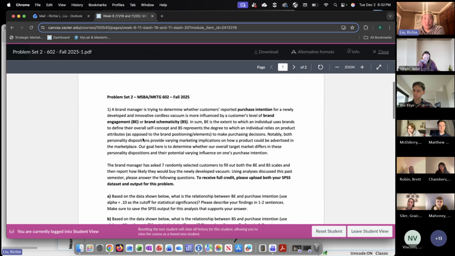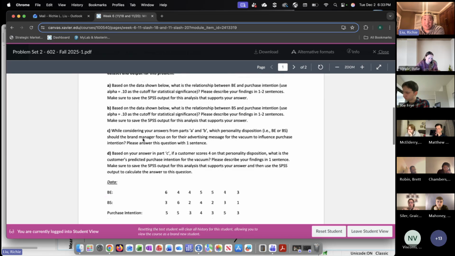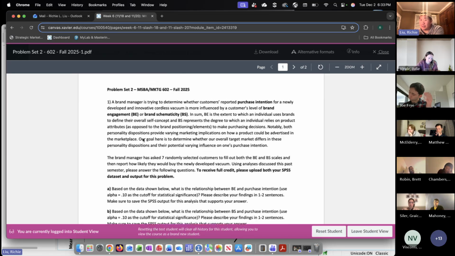Okay, let's work through the first problem on problem set 2. In this situation, we have three variables. We have a reported downstream outcome, the DV of purchase intention, and we want to know essentially how brand engagement and brand schematicity, two dispositions, two independent variables, differentially impact purchase intention. Is one statistically significant and one's not? Are they both? What does that relationship look like? In this case, we don't have groups.